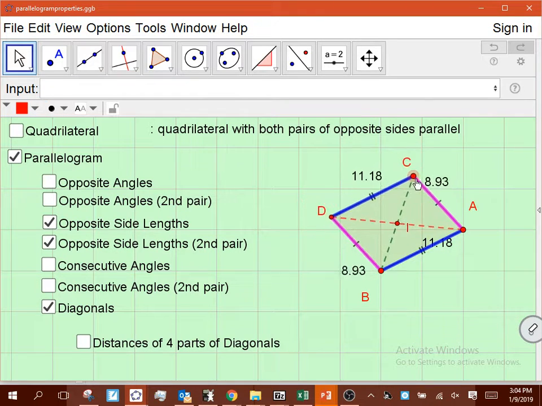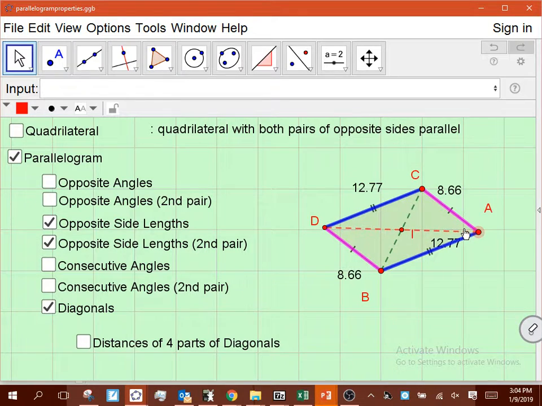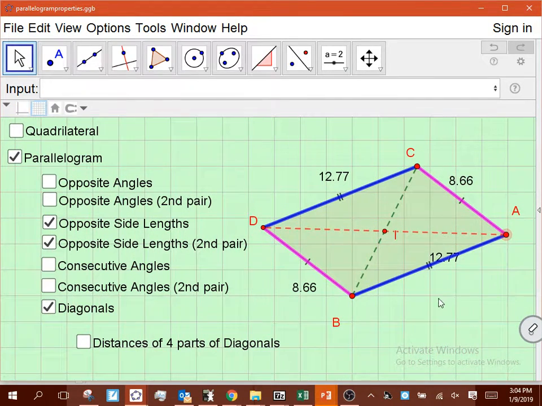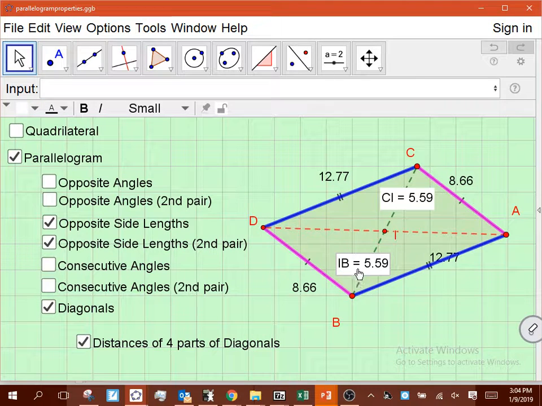Okay, so in a rhombus, that's special. Let's look at this one. Is that a right angle there? Look at these distances. So those distances right there are the green ones. So if IB and CI are both 5.59, I is a what? Careful, I is a midpoint. I is a midpoint of that green line, right?